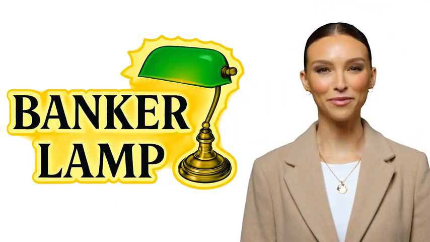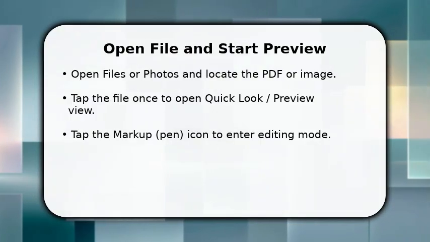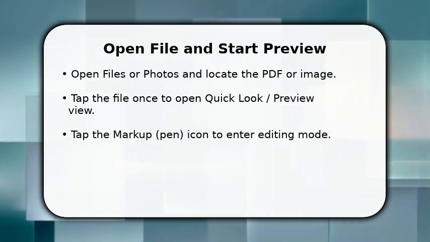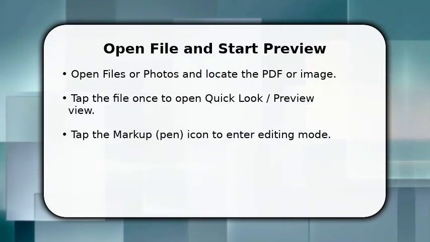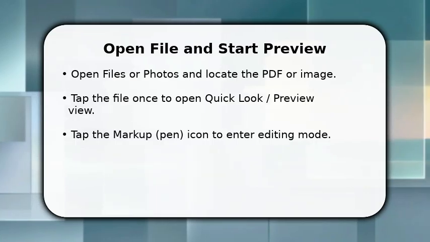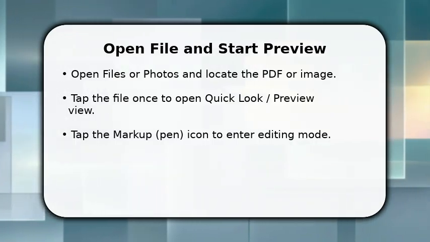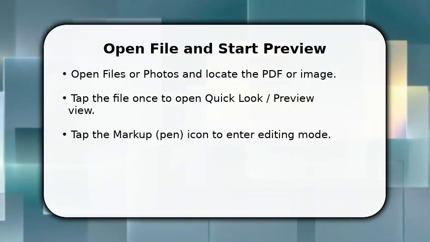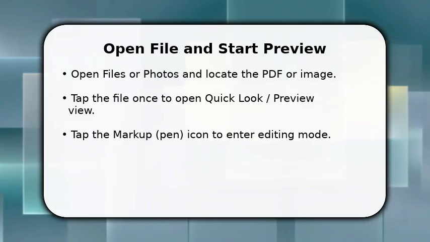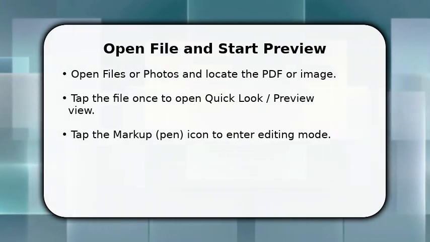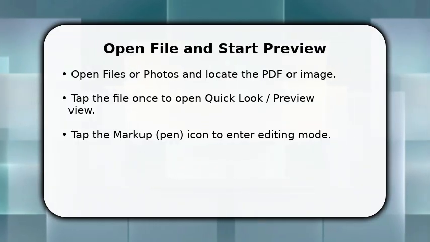Please enjoy the video. You'll start by opening Files or Photos and locating the document or image you want to preview. Tap it once to open the Quick Look or Preview view so you don't launch a full app. Once the file is visible, tap the markup or pen icon at the top. This immediately gives you annotation tools. Make sure you're on the iPad, not in an email preview, so edits save back to the original location. Now you're ready for precise edits and annotations.